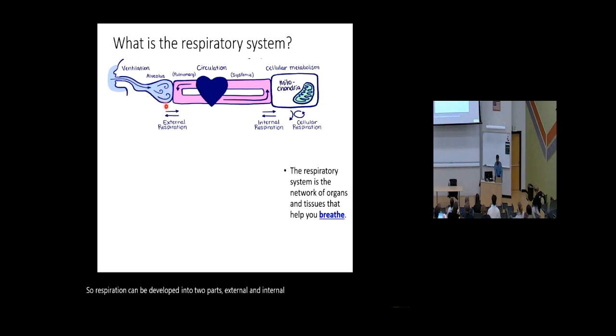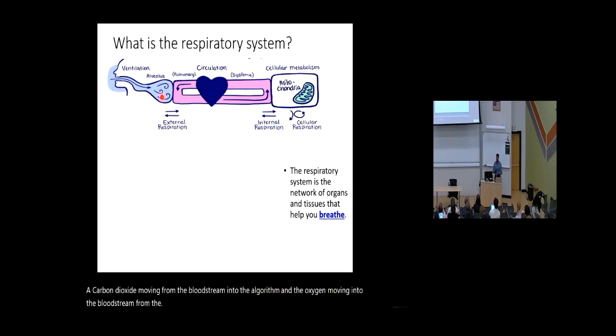So respiration can be divided into two parts: external and internal respiration. External respiration is referring to the gas exchange which takes place in the alveoli and in the surrounding blood vessels. So external respiration includes the carbon dioxide moving from the bloodstream into the alveoli and the oxygen moving into the bloodstream from the alveoli.